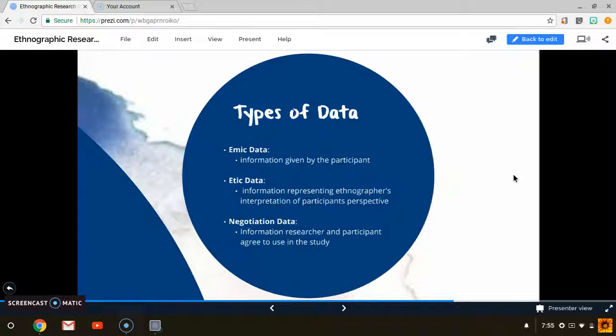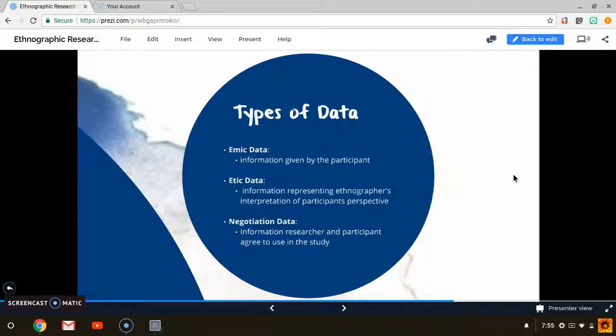There are different types of data that are collected by the ethnographer from their fieldwork. First is emic data, which is information given by the participant, for example, through quotes and stories from participants. There is etic data, which is information representing the ethnographer's interpretation of participants' perspectives. So this might be when an ethnographer is making interpretations from these quotes and stories.